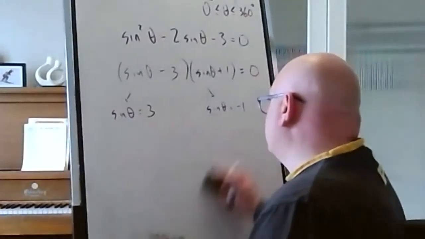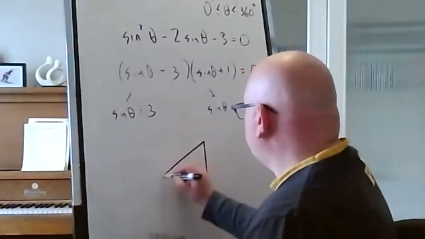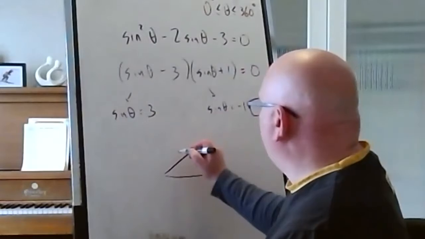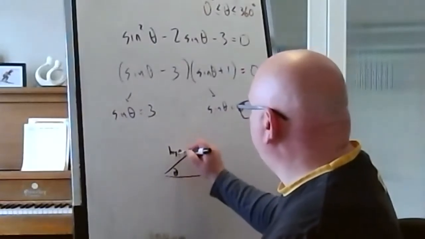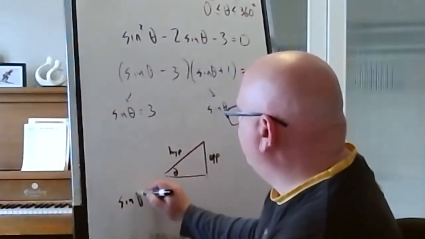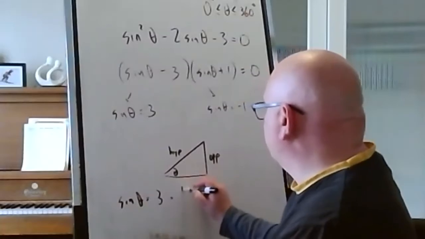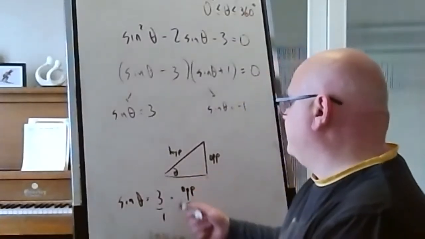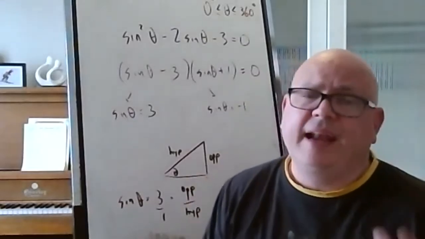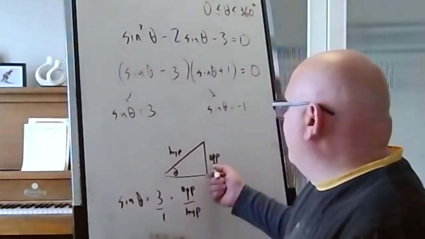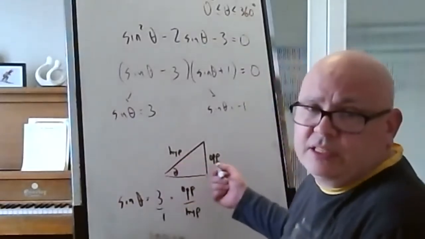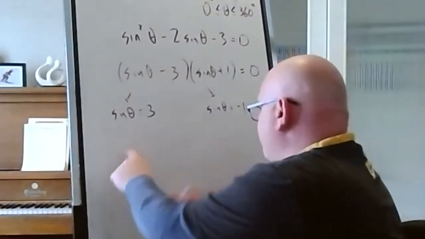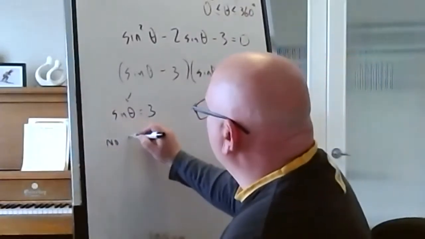If we think about it for a second, sine is opposite over hypotenuse. If sine theta is equal to 3, that means the opposite is 3 times as long as the hypotenuse. Can that happen? No, it can't. Hypotenuse, by definition, is the longest side of a right triangle. So this cannot happen. We have no solutions from this, and we just state no solution.